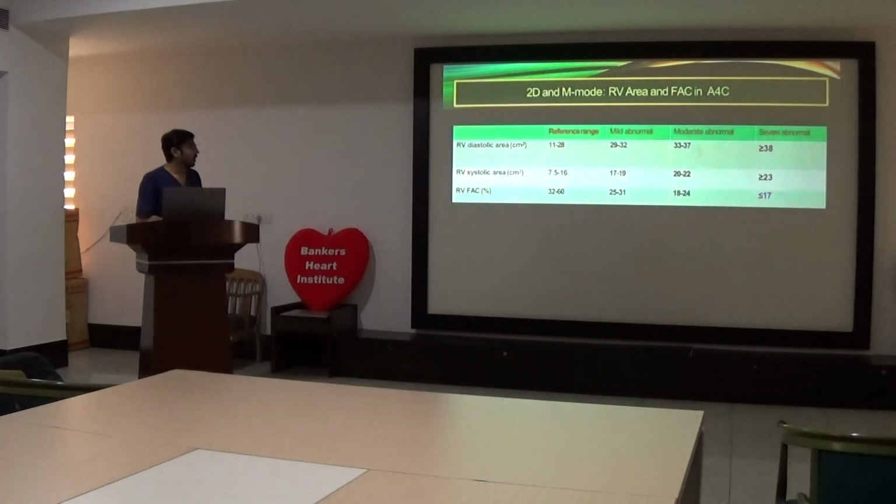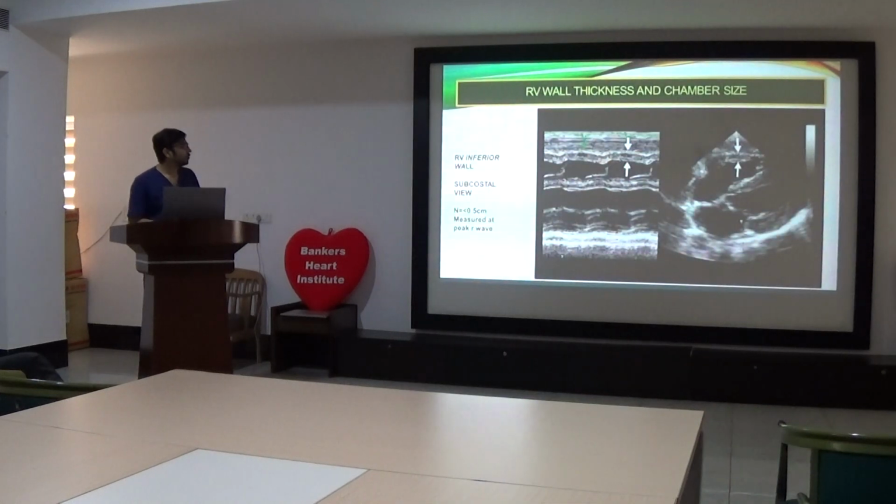These are the 2D and M-mode measurements of the RV and the fractional area of contraction in the 4-chamber view. Basically, in the subcostal view, here is the thickness of the RV lateral wall. Normally it is 0.5 centimeter, 5 mm thickness of the RV. If more than 0.5 cm, this is significant RV hypertrophy, or there is right ventricular hypertrophy.